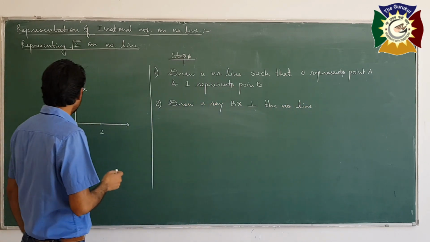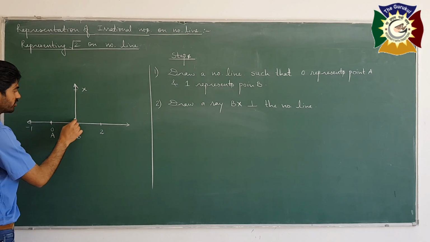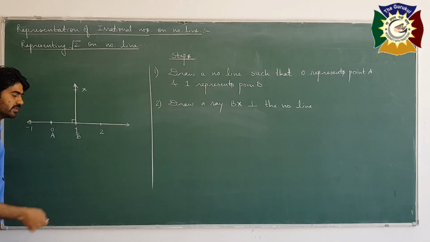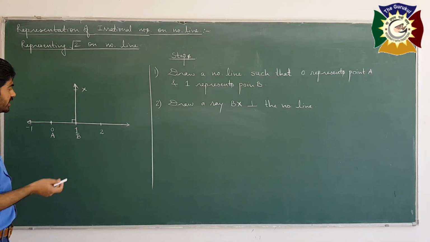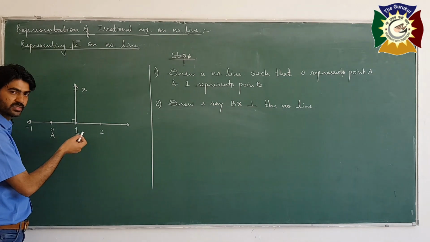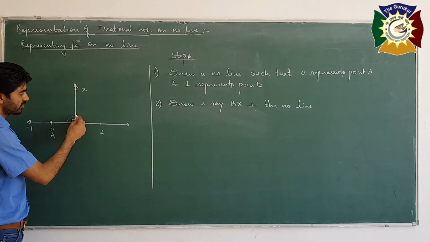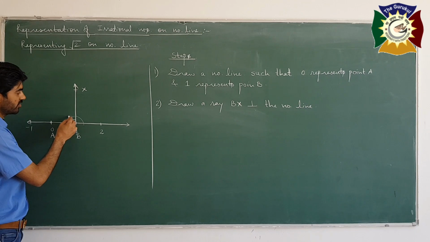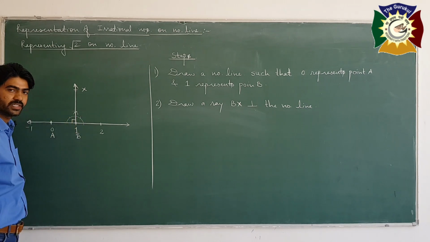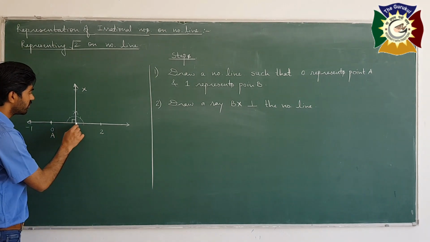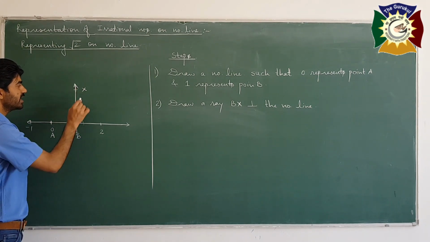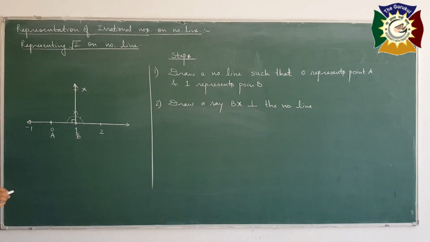It should be perpendicular to the number line. It means we have to make a 90-degree angle here. So we can draw the 90-degree angle with the help of compasses. At this point we will draw the arc like this. Then from here 60, 120, and in between them we will get the 90-degree angle. So we have to draw a ray BX perpendicular to the number line.